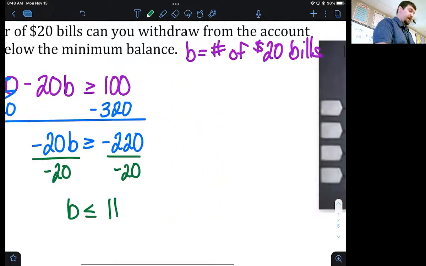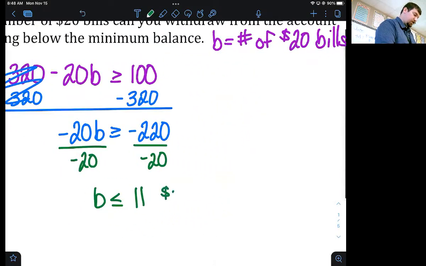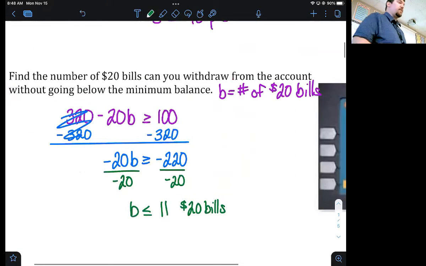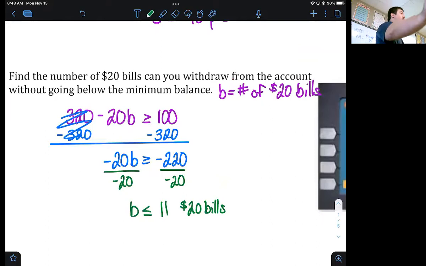And what did B stand for? Amount of bills, the 20, yeah, so we'll say 11 $20 bills as our label. You can pull out, so if I want to have more than $100 in my account, I have to pull out less than or equal to 11 bills. I can pull out 8, that's fine. 11's fine as well, but 12 is going to put me below my minimum balance, and I'll get a fee for going below that balance.